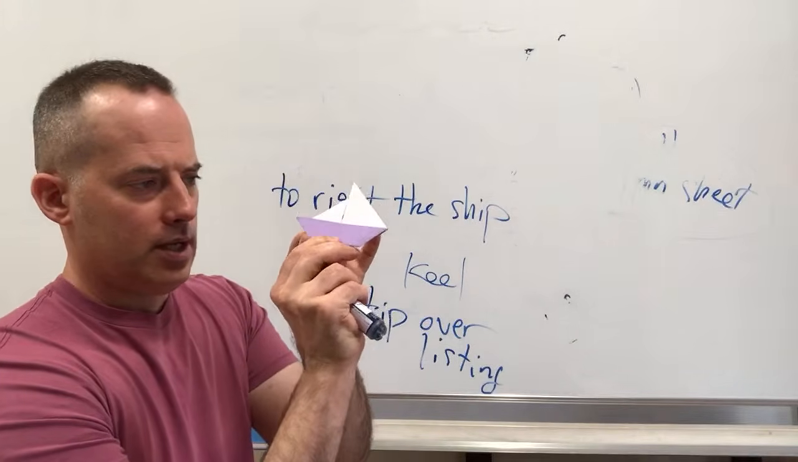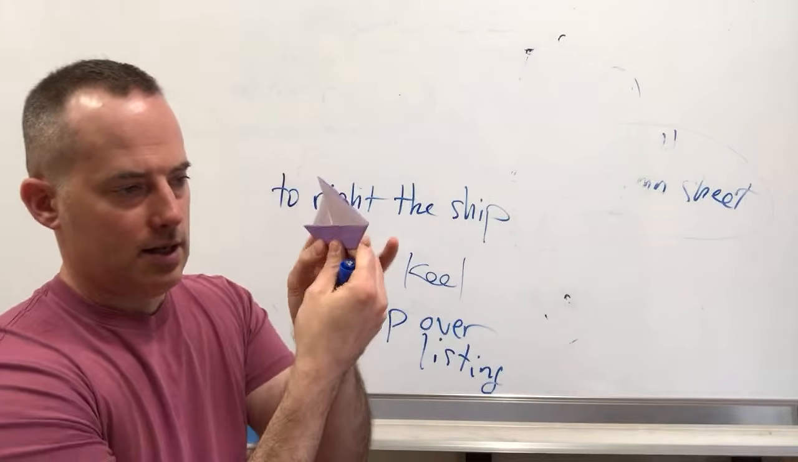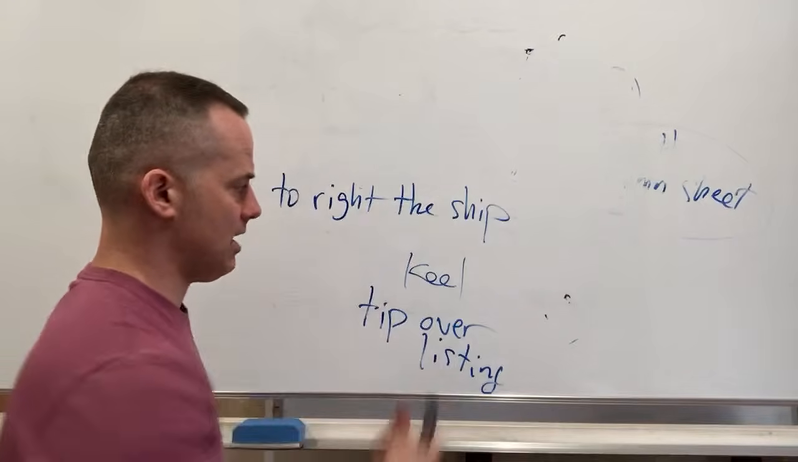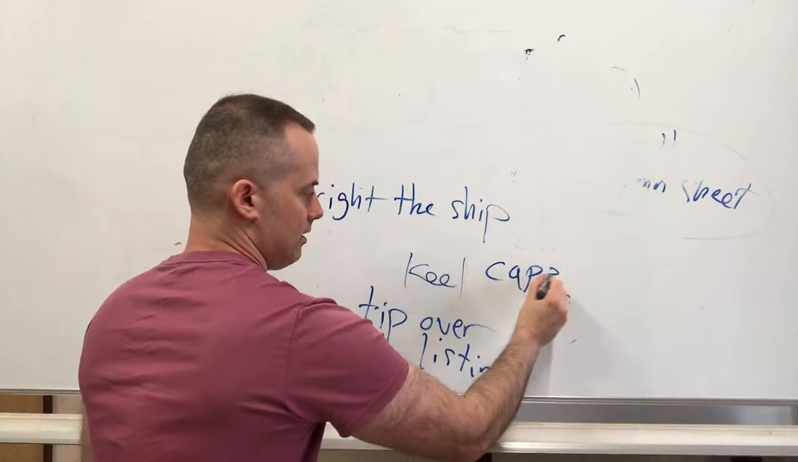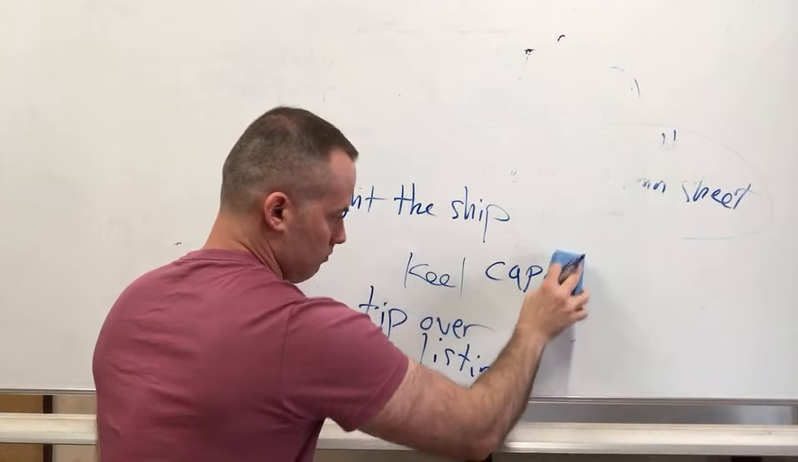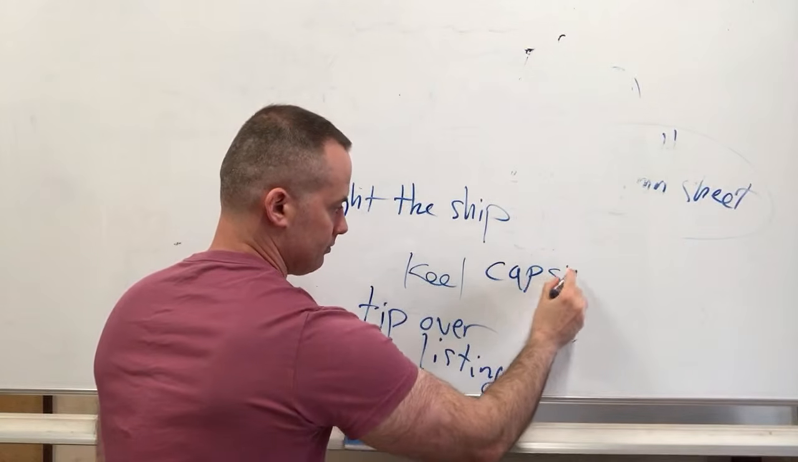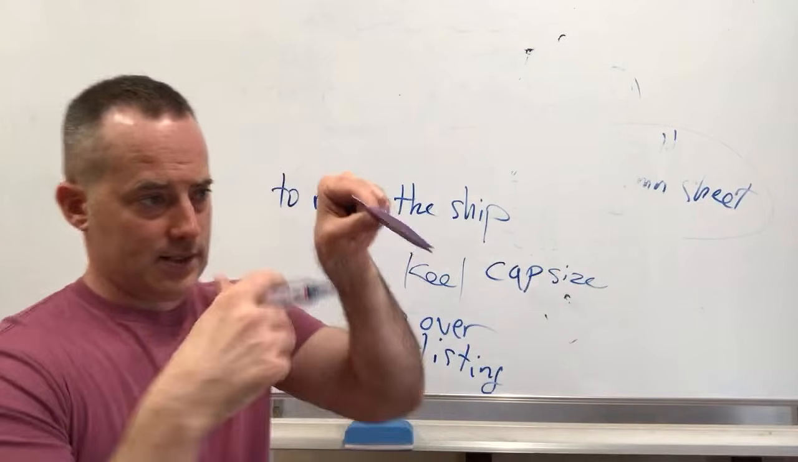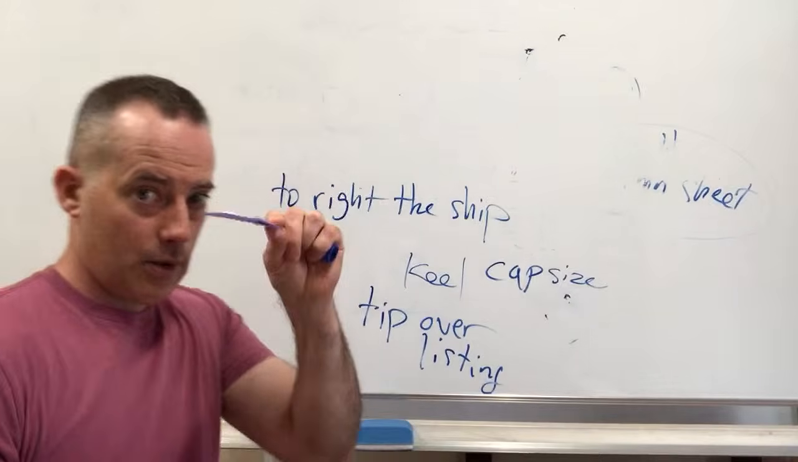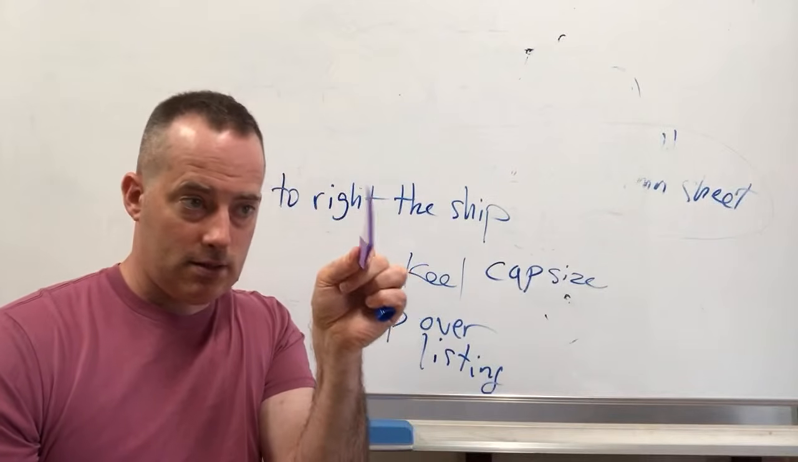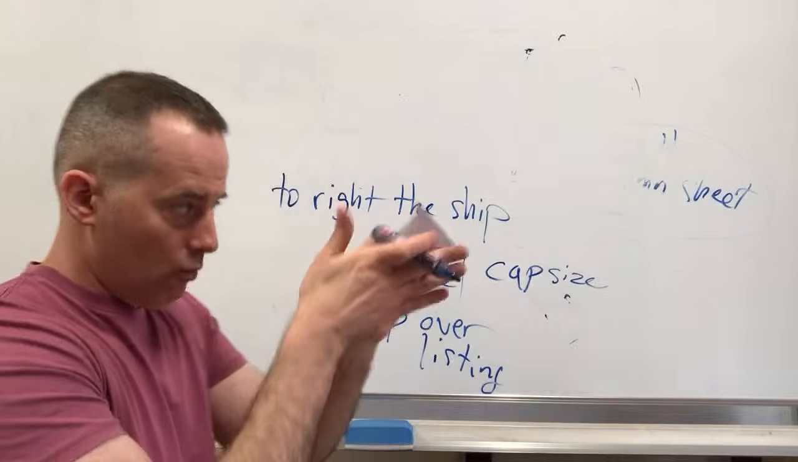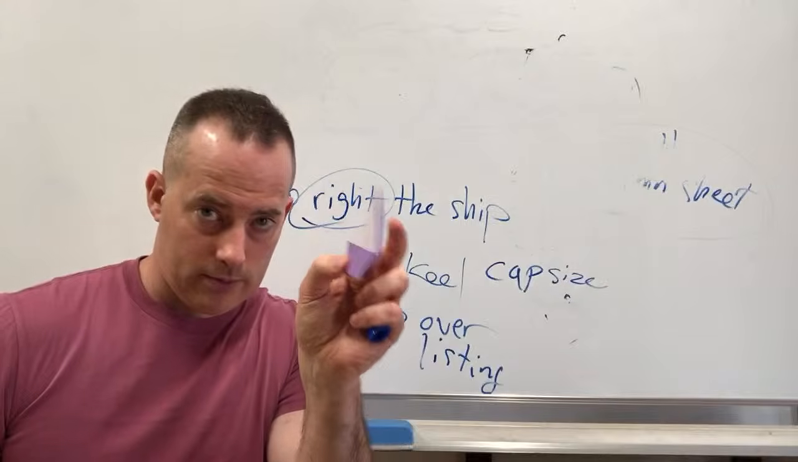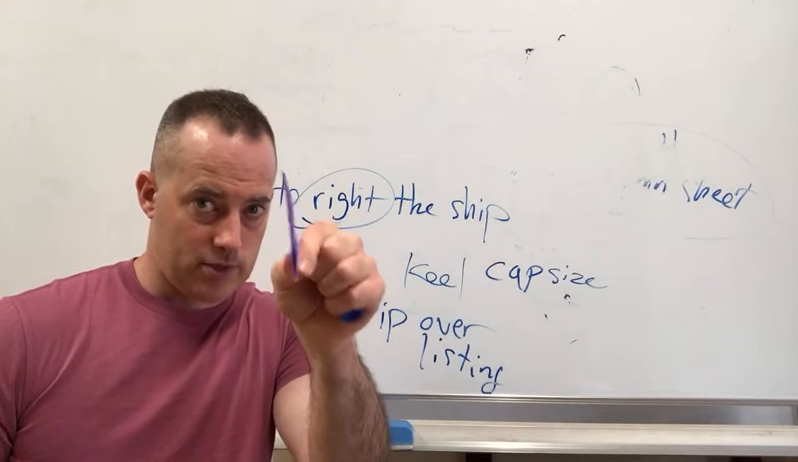So we have our boat. If it tips over too far to one side, oh no, then we get water inside the boat. It capsizes, to capsize. So this just means it's tipping over to one side, it gets filled with water, and no. All right. So when this happens, we want to right the boat, to make it right. So this is a verb, to right the ship, to right the boat, to make it go up straight.